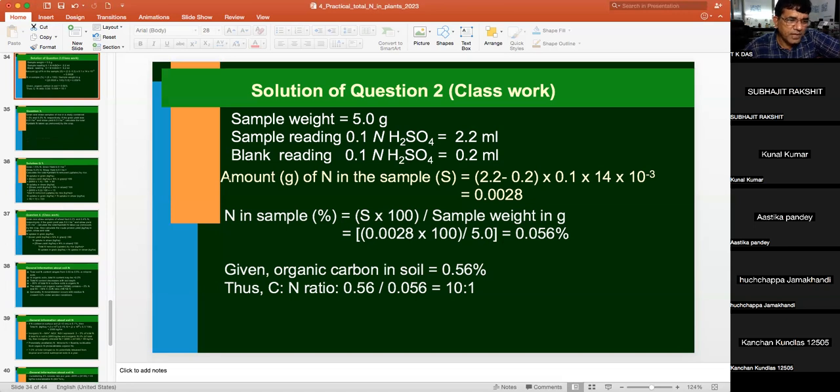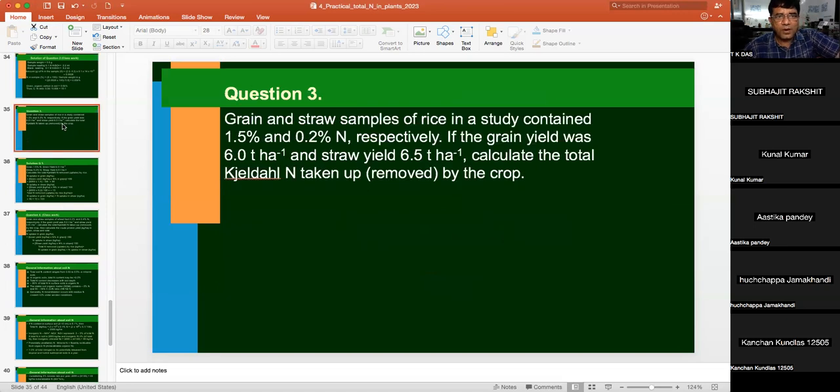Just a few more slides are left. Now this numerical also you are required to do yourself. Grain and straw samples of rice in a study contained 1.5% and 0.2% nitrogen. Very simple, you can note it down. Your grain contained 1.5% nitrogen and straw contained 0.2% nitrogen.